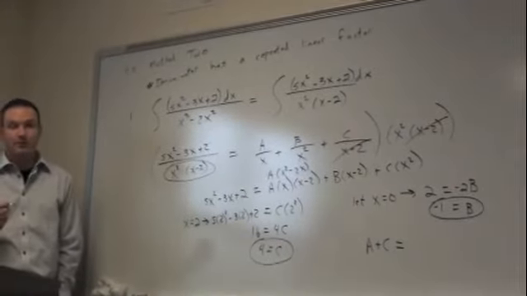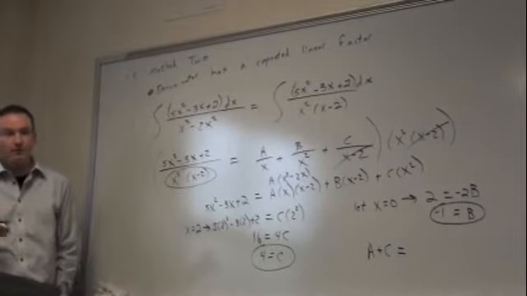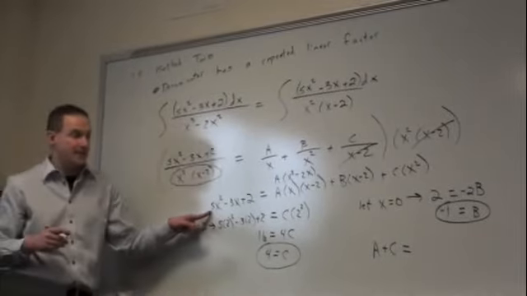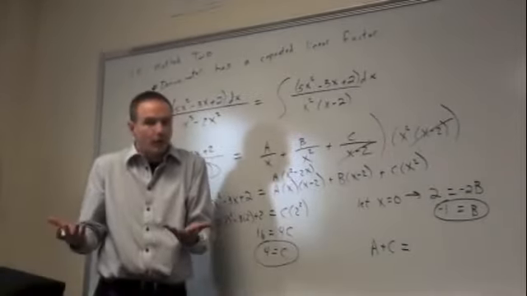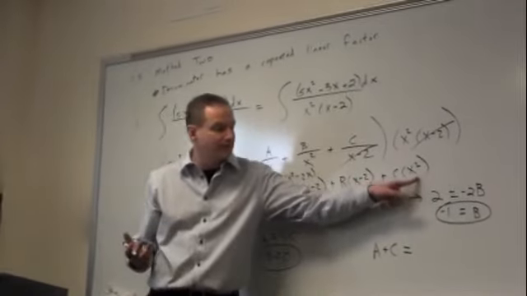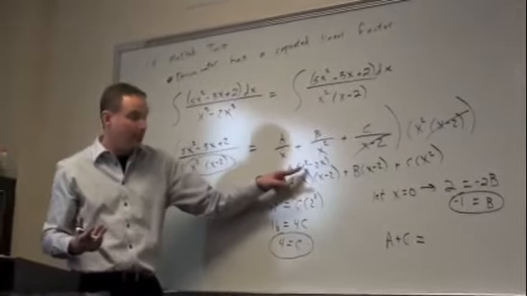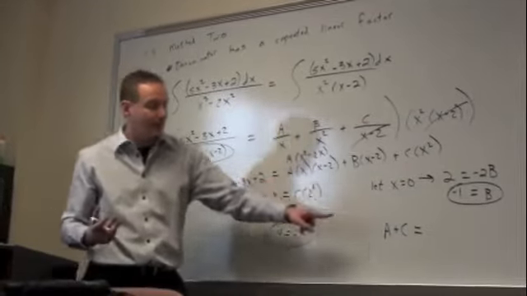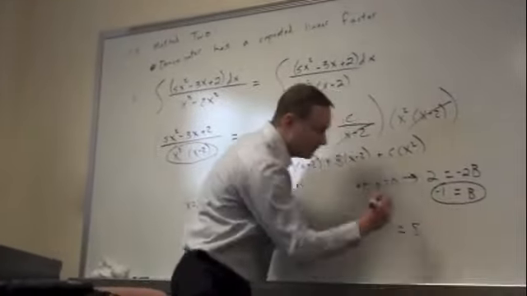What's my coefficient of x squared on the left? Well, 5x squared. 5. So I can say, now please note, how did I know those are my only coefficients of x squared? Because b is only a coefficient of x. C is a coefficient of x squared. A will be a coefficient of x squared. So I can say a plus c must equal 5.